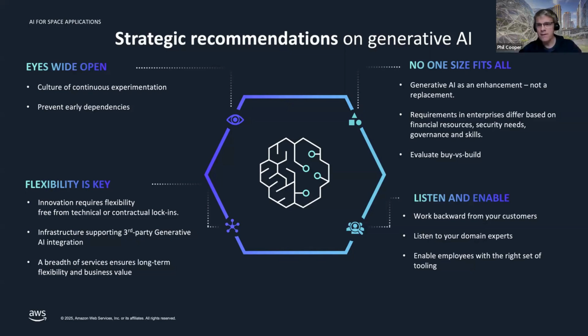The second thing is flexibility is key. Continually innovating requires having flexibility, free from technical or contractual lock-ins. As an underlying scale cloud infrastructure, we support third-party generative AI integration. And I saw things like Titan and Gemini and Llama and Bedrock. There are so many services you can take advantage of, and this industry is changing very, very quickly. So it ensures you get long-term flexibility and value in a very quickly changing environment.